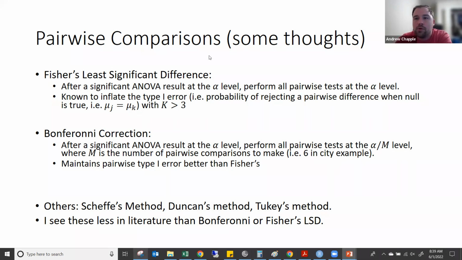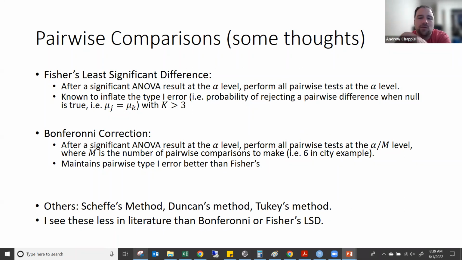Another way that people approach this is Fisher's least significant difference. So basically, if you see a significant result, then you can just use the same alpha level. So you can do a pairwise test between Baton Rouge and Lafayette, and if the p-value is less than 0.05, you can assume that there's a significant difference. You could get higher type 1 error here, incorrectly rejecting a pairwise difference.